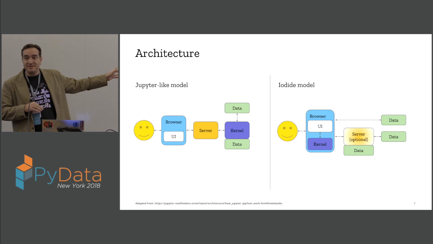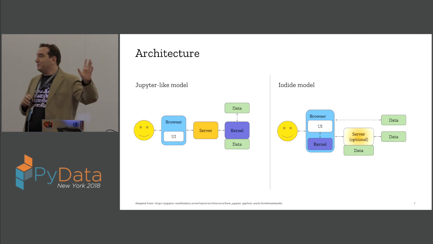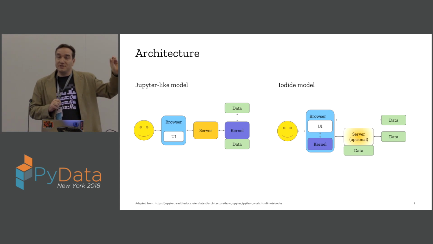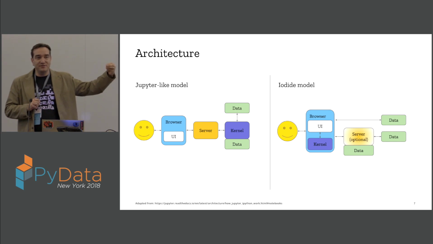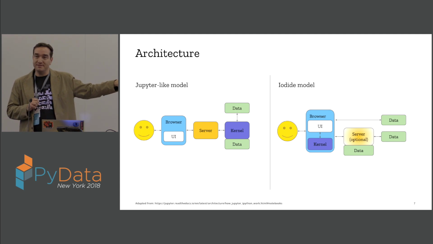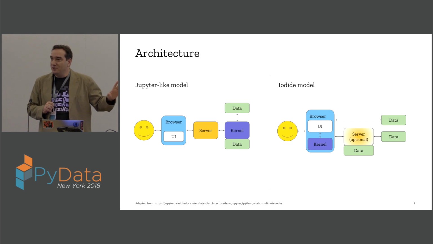So on the left, this is a diagram stolen from the Jupyter documentation. You may all be familiar here. You have a graphical user interface in your browser. It communicates to a server. That server communicates with a kernel, and that's where the actual data science computation happens. And the kernel is usually connected to some remote data source or maybe a local data source, right? So that's what you may know.